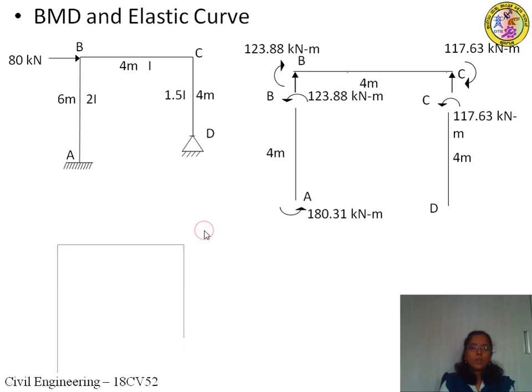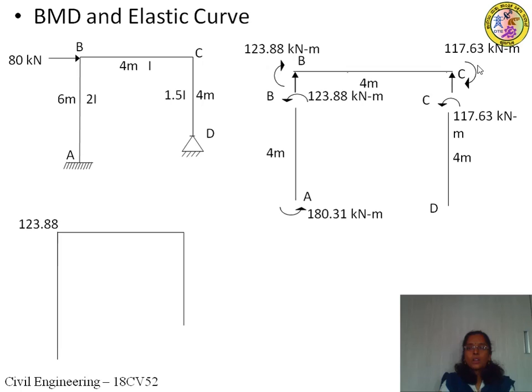So to draw the bending moment diagram, consider the baseline, okay. So first let us draw it for the horizontal member. The direction of thumb is moving in the downward direction. So mark it below this baseline for 123.88, okay.